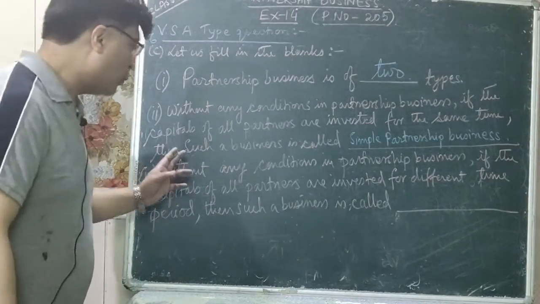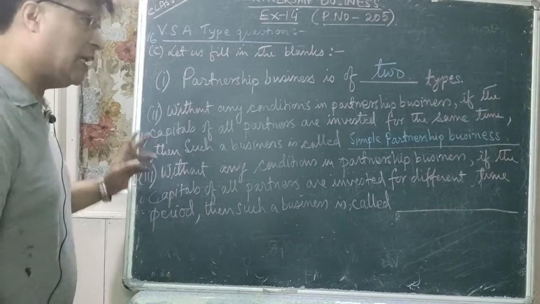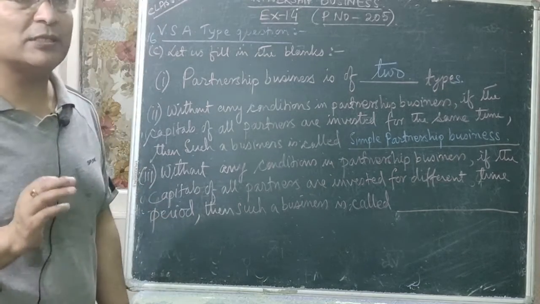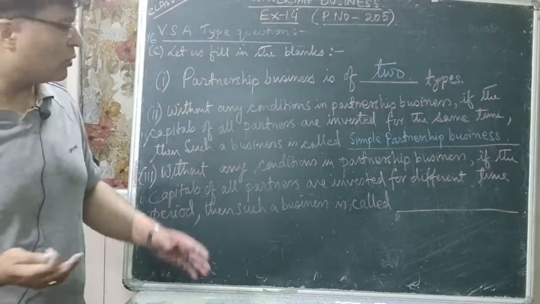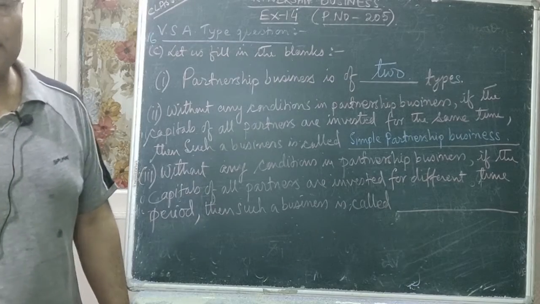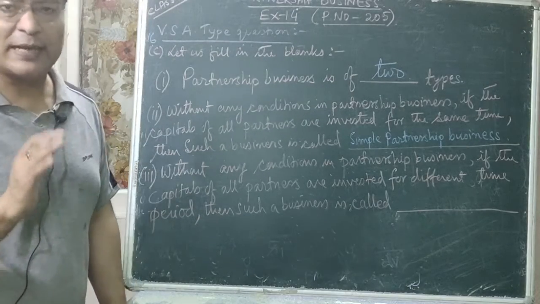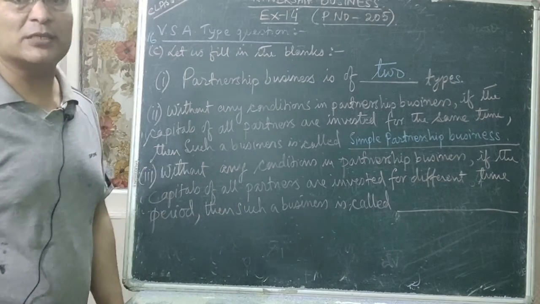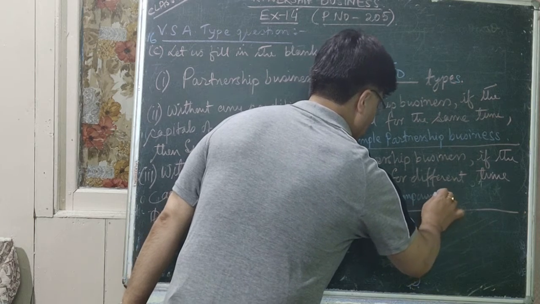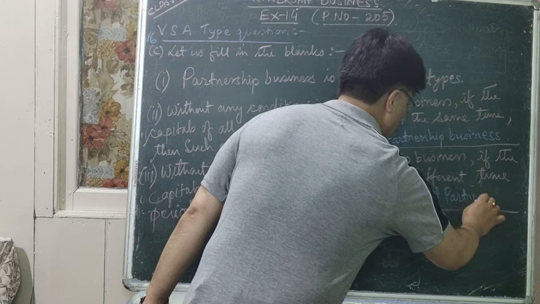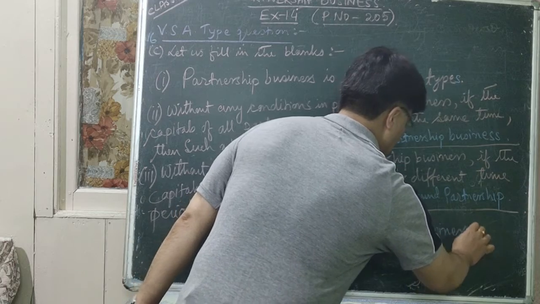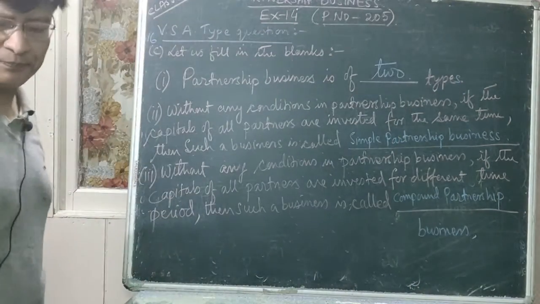Now in number 3, without any conditions in partnership business, if the capitals of all the partners are invested for the different time period, then such a business is called compound partnership business. So I told you the definition of compound partnership business in the last online class, isn't it? So if the capitals of partners are invested for different time periods, then such a partnership business is known as compound partnership business. So these are the answers. So you can copy it.